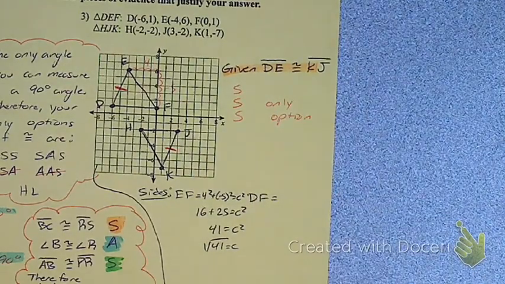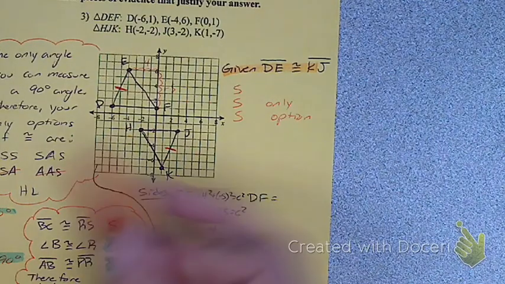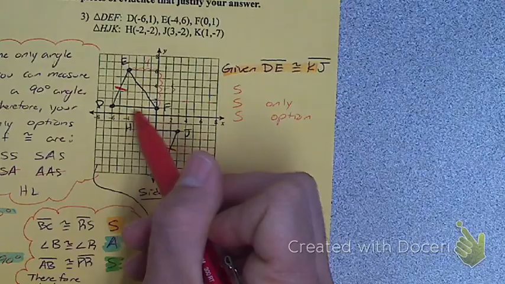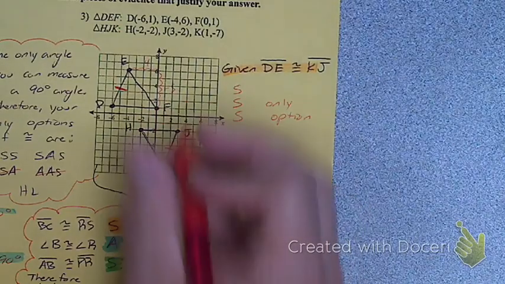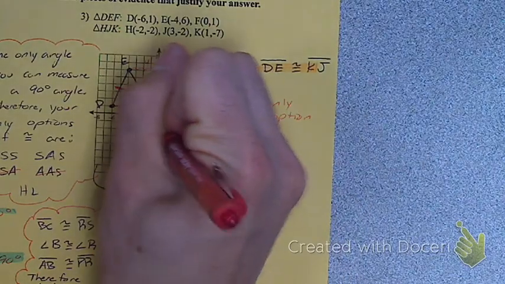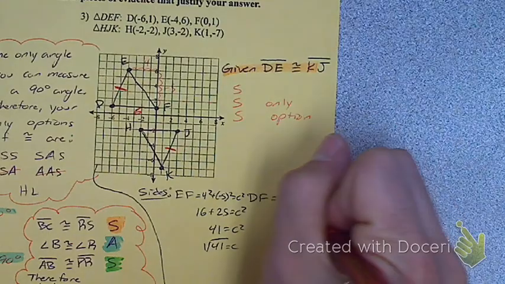DF, what can I do with DF? Do I have to do Pythagorean theorem? Why not? You can just count it. It's a horizontal line. How many is DF? 6. DF is 6.